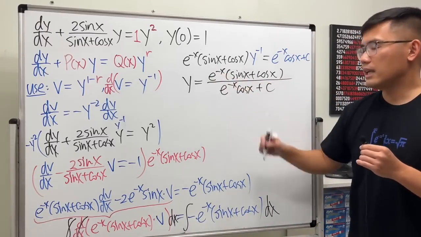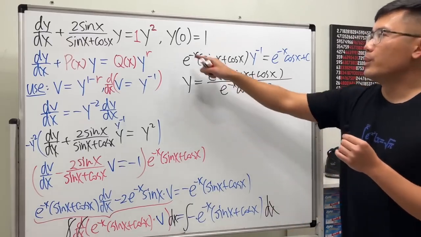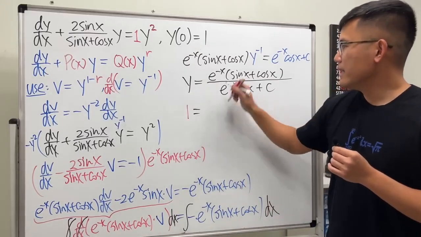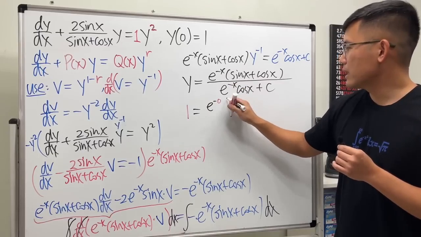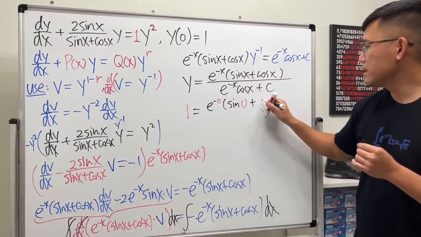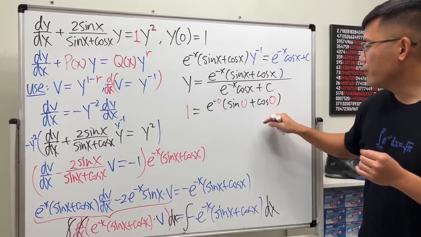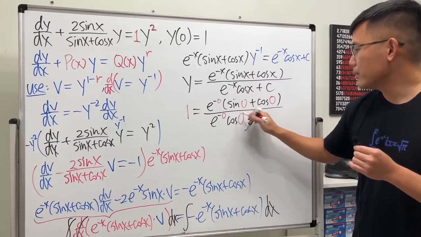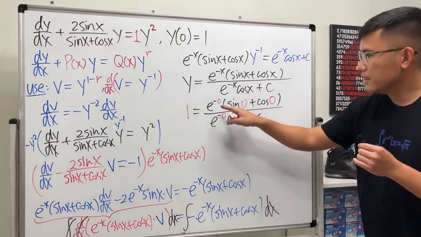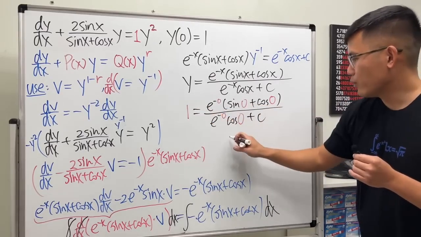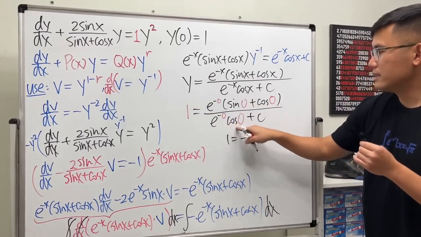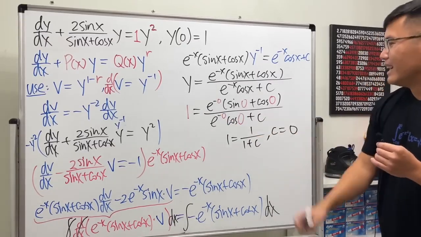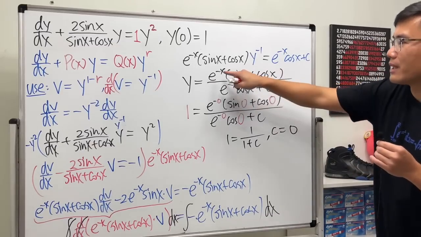Unfortunately, we cannot cancel this and that out yet. But don't worry, we have this initial condition. Y of 0 is equal to 1. So 1 is for y, and then e to the negative 0 times sine of 0 plus cosine of 0 over e to the negative 0 times cosine of 0 plus c. This is 1, this is 0, this is 1. So we have 1 equals 1 over, this is 1 plus c. So c is again equal to 0. So meaning we don't have that. And now we can cancel this and that.